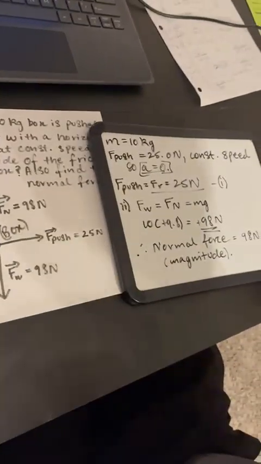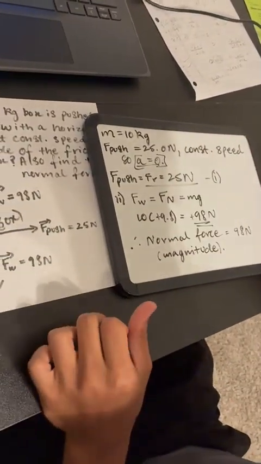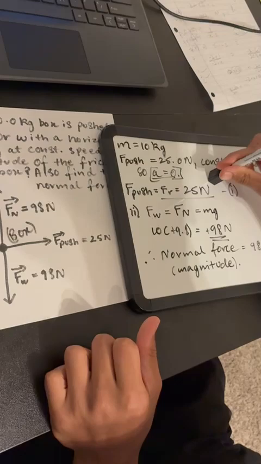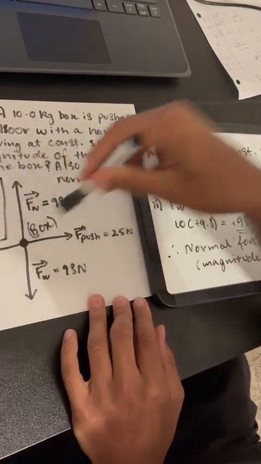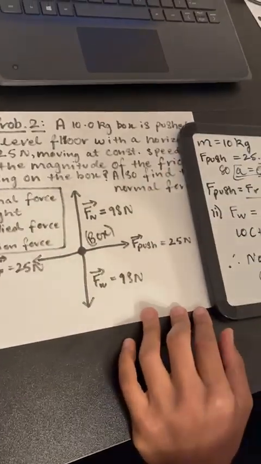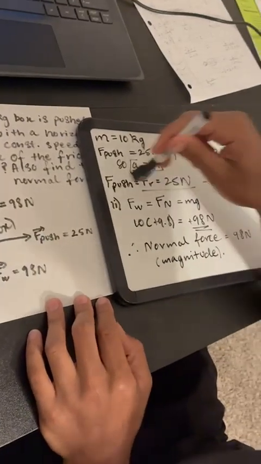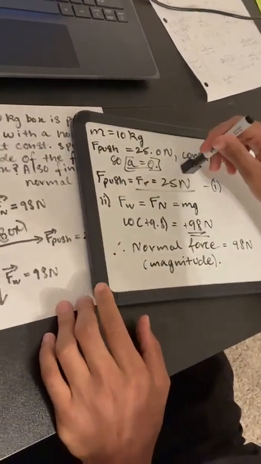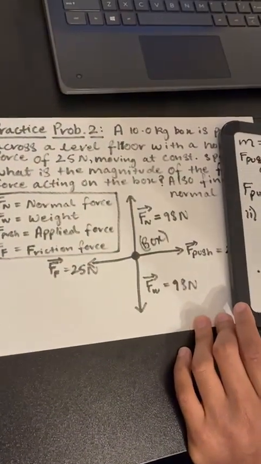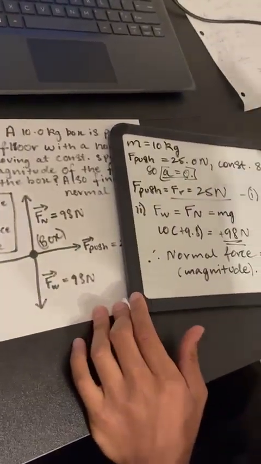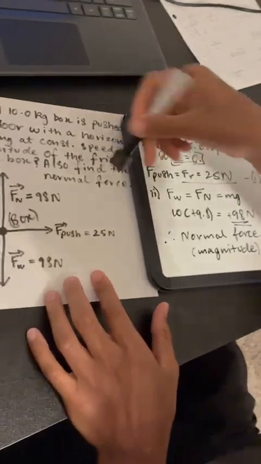Now, we know that the applied force, or the force of the push, is 25 newtons, which is given. Since the net force is 0, the horizontal forces must balance, they must cancel each other out. So the frictional force is equal to the applied force, which is 25 newtons. So that's the answer to the first part of the problem, which asks us to find the frictional force. That's 25 newtons.